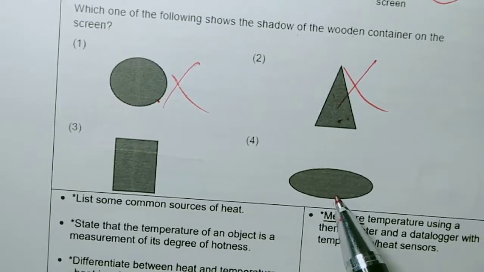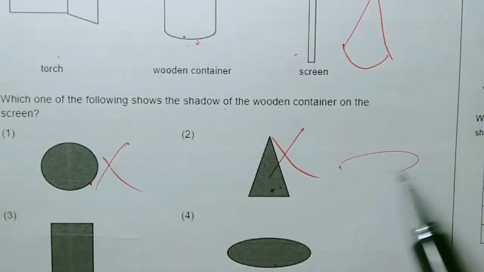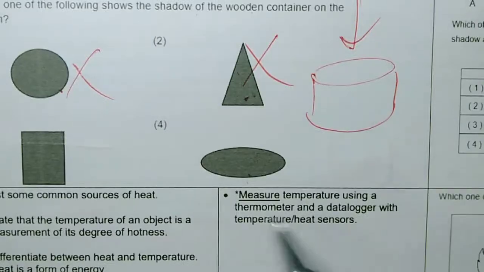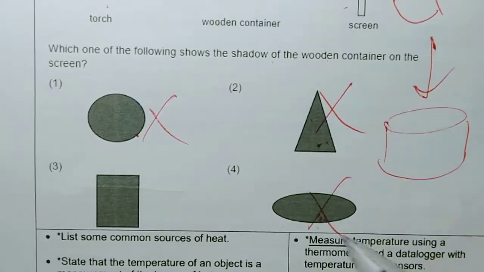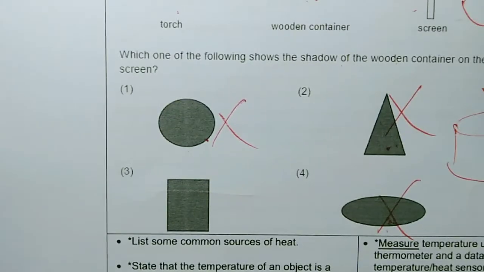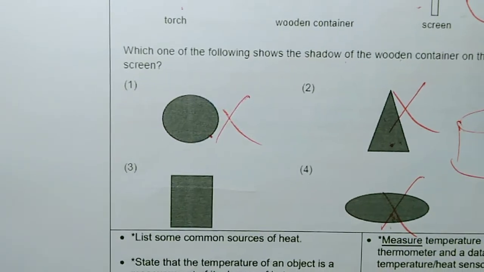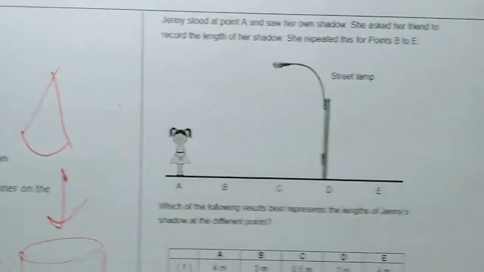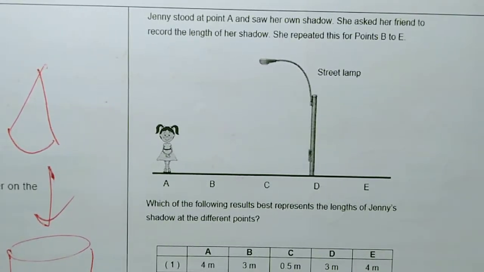You will not get this either. If the object here is like this, oval shape, and you shine from the top, then you get a shadow like this at the bottom. So it's not this. At the side, it will be a rectangular shape, a rectangular shape from the side. So 3 is the answer. This was a question tested in PSLE before, something similar.